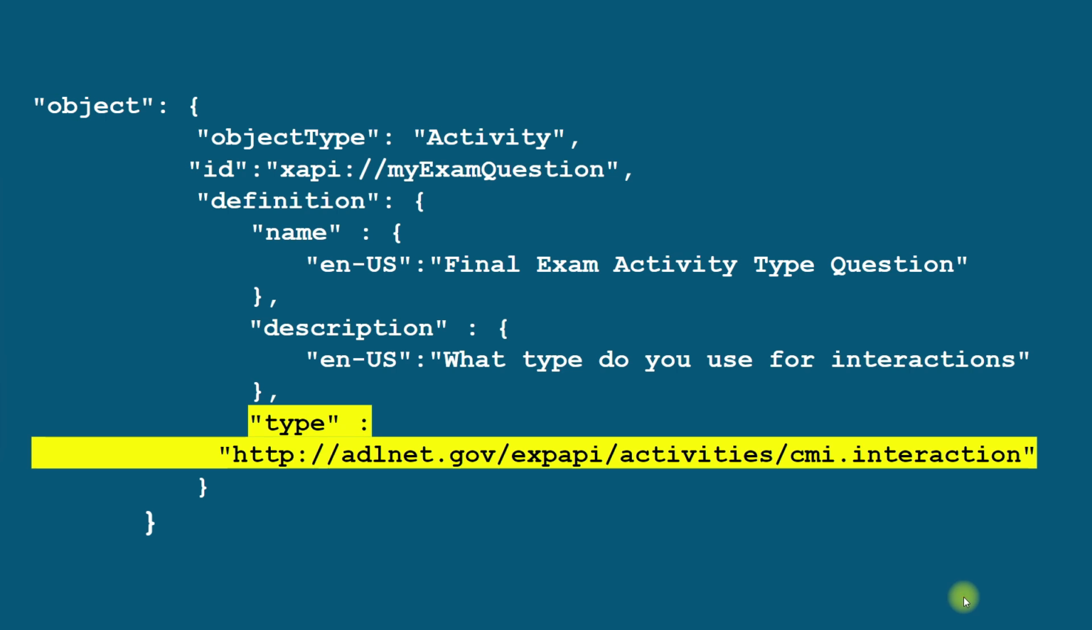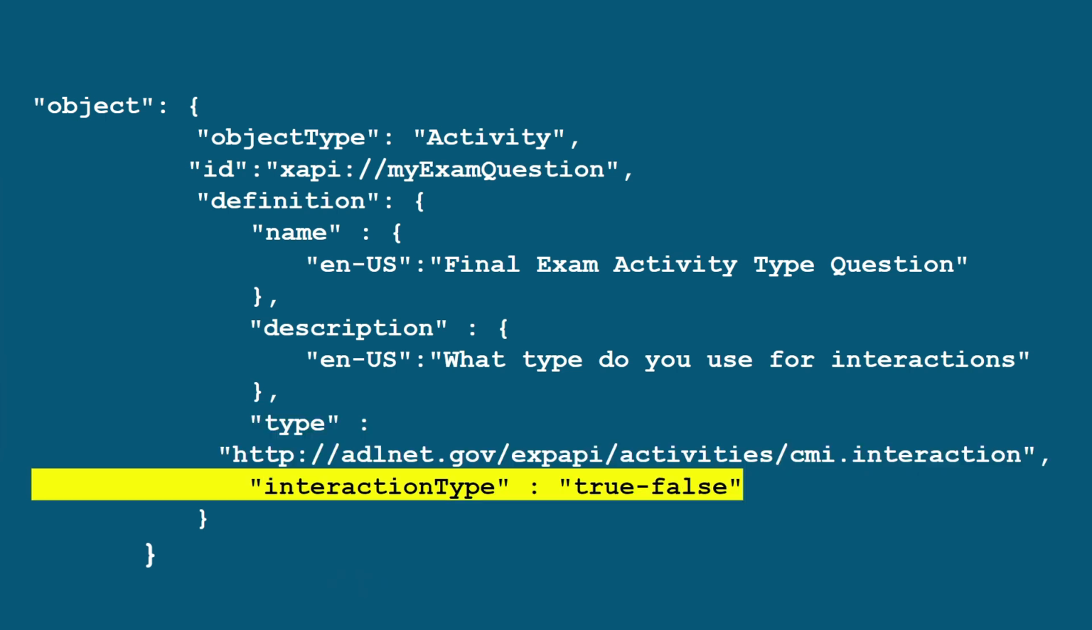We're going to introduce one more thing. Let me go back to my highlighter. When you have things that are of type CMI interaction here, you should or shall have another attribute. Notice we've got a comma here at the end. We say it's a CMI interaction, and now we have this new thing called interaction type, and in this case it's set to true false.